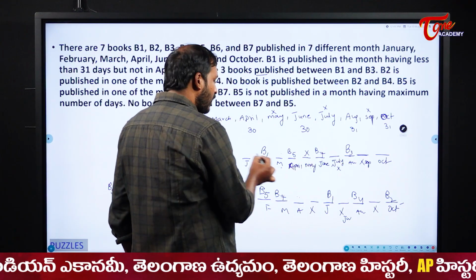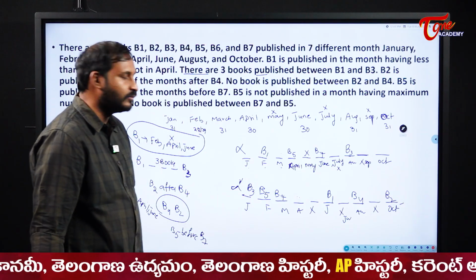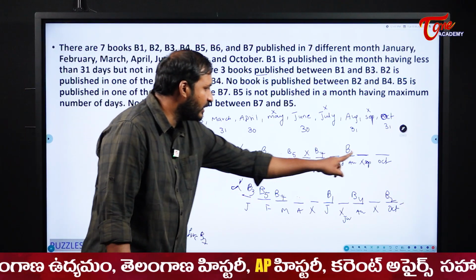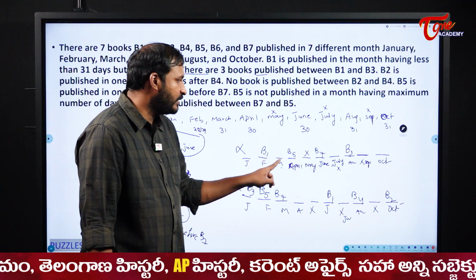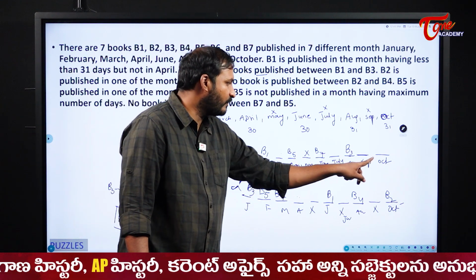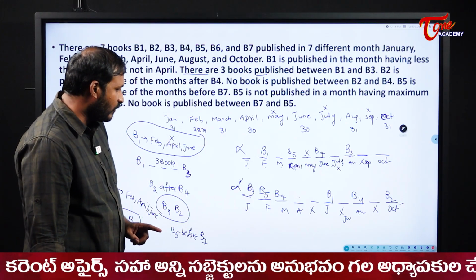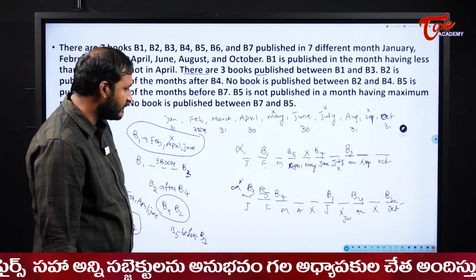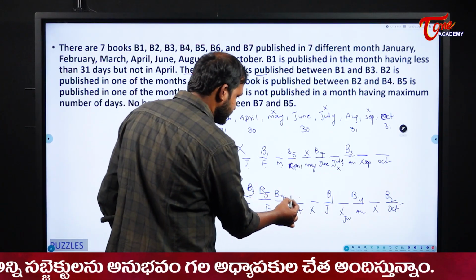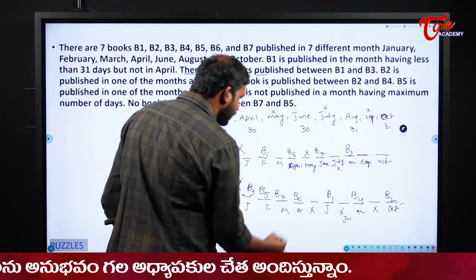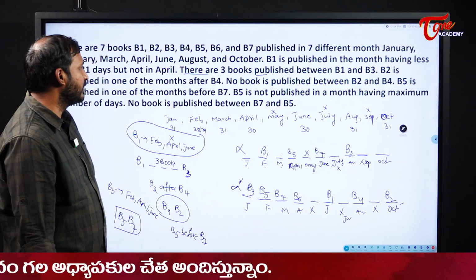So that means B4, B2 I can place here. But in the above logic, I cannot place B4 and B2. I cannot put B4 and B2 anywhere here. Why? Because there should be no book published between B4 and B2. But here I cannot place B4 and B2 anywhere. So the only book left for me is what, students, here? B1, B2, B6. So B6 will be in the month of April.